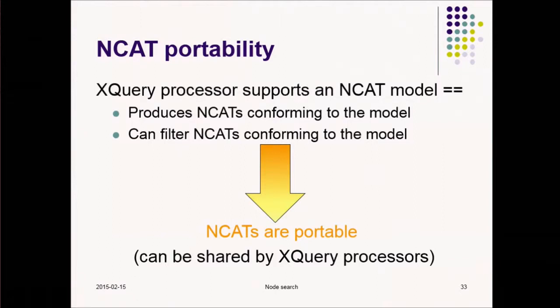The NCAT model is the ground on which portability is built. An NCAT model is a unit of conformance enabling portability. When an XQuery processor supports an NCAT model, this means it produces NCATs conforming to the model, and it can filter NCATs conforming to the model. And this means the NCATs are portable. They can be shared by XQuery processors.